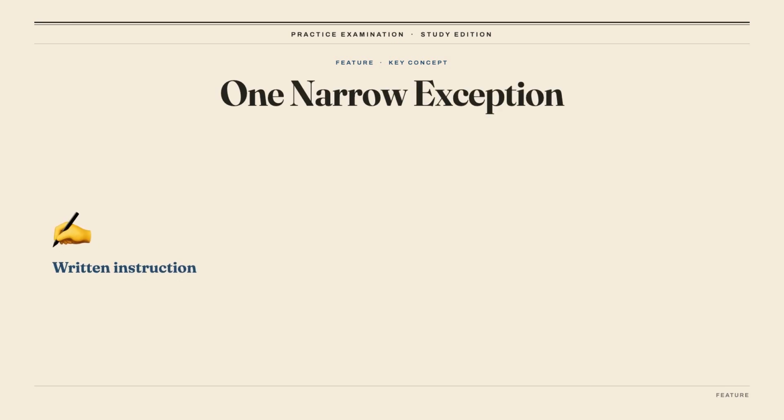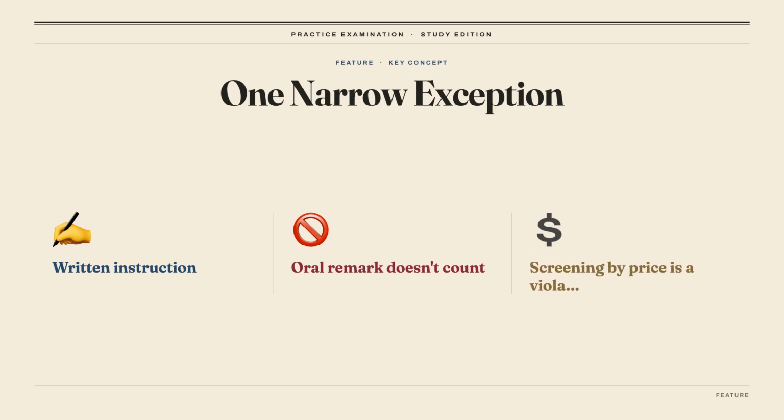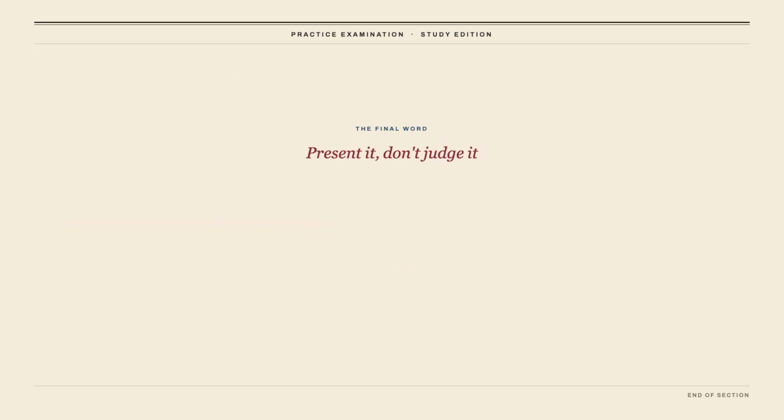Only a written instruction from the seller changes this obligation. An oral remark at the kitchen table is unprovable and doesn't count. And screening a backup offer because the price seems too low is the clearest violation, since sellers accept lower offers for reasons agents can't always see.